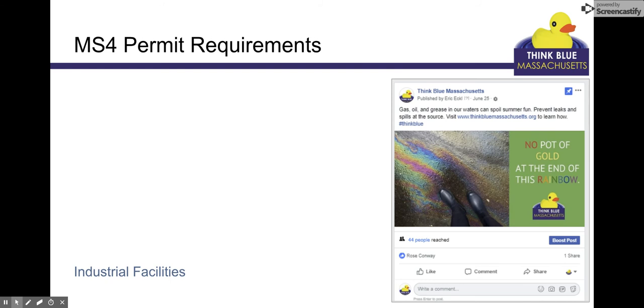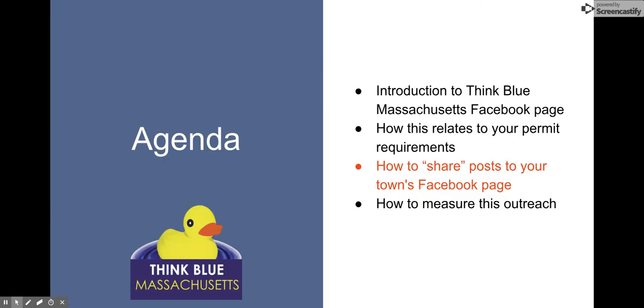The permit has 4 audiences. We have 4 social media posts tailored to meet the needs of those audiences. So here's how you share those posts on your town Facebook page. When you share them, the outreach has begun.